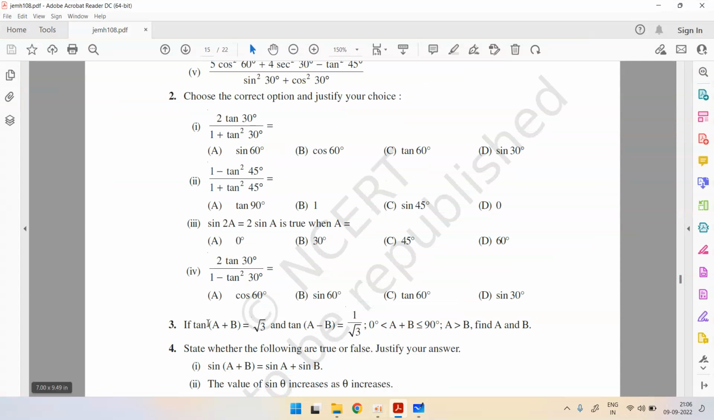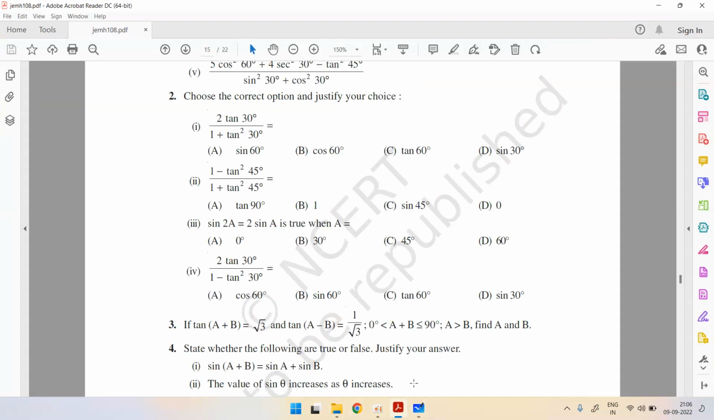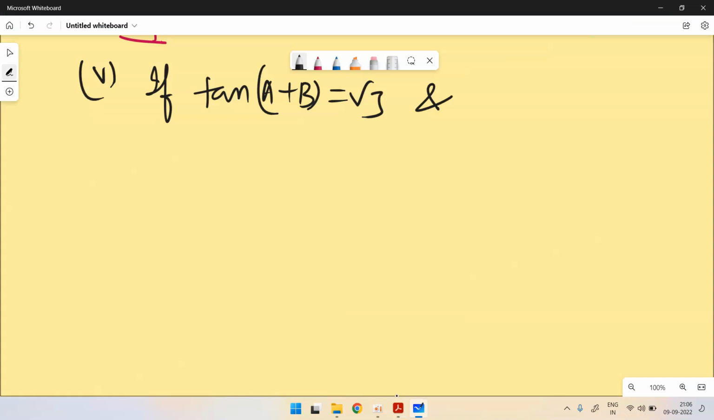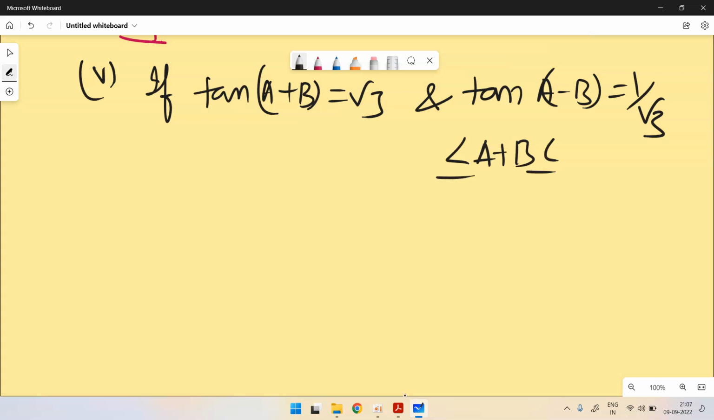Don't forget about this. Now the third question: if tan (a plus b) equals root 3 and tan (a minus b) equals 1 by root 3, where a plus b is less than or equal to 90 degree and a is greater than b.